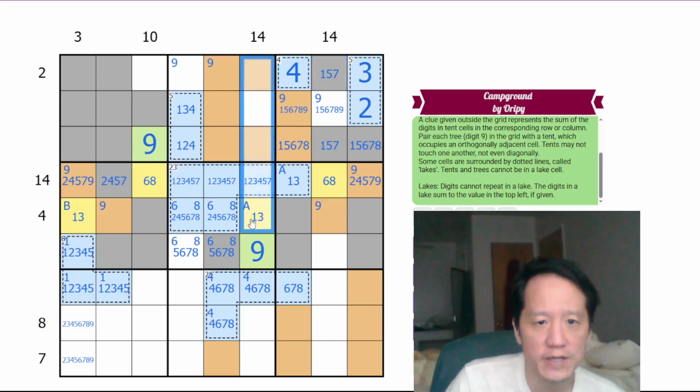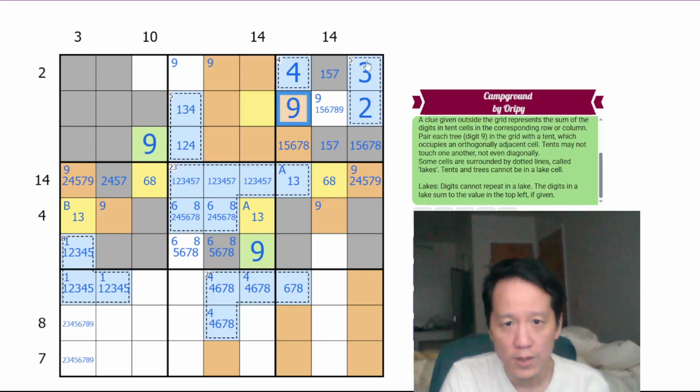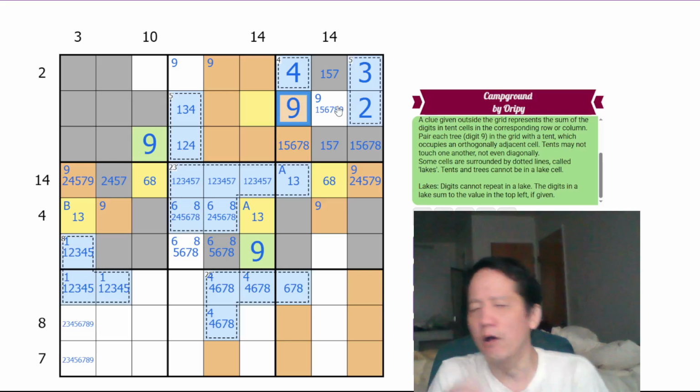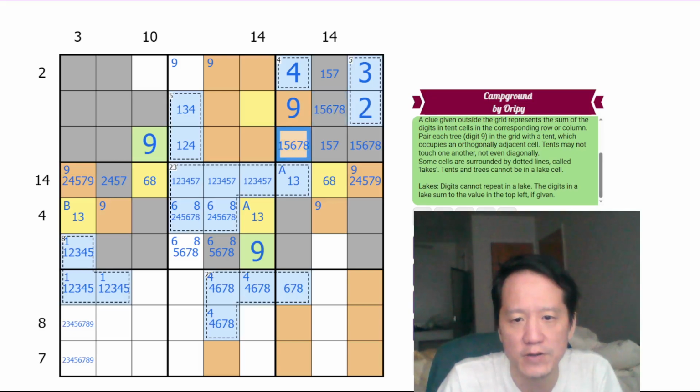Where is the tent then? We need one tent in one of these 3 cells, so it has to be here, which means it cannot have a 9 in any of these 3 cells, so this must be a 9 here. Which means this cannot be 9, and it can't have a tent attached to it anymore, so this is not allowed. This is not allowed either, so neither of these are tents or trees. These can't be tents or trees. This can't be a tent or tree.